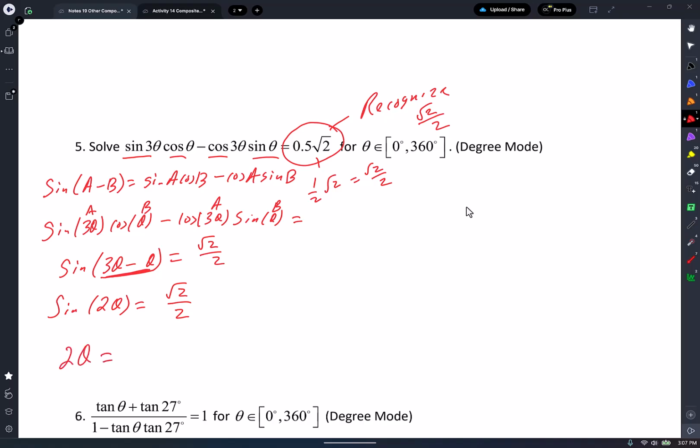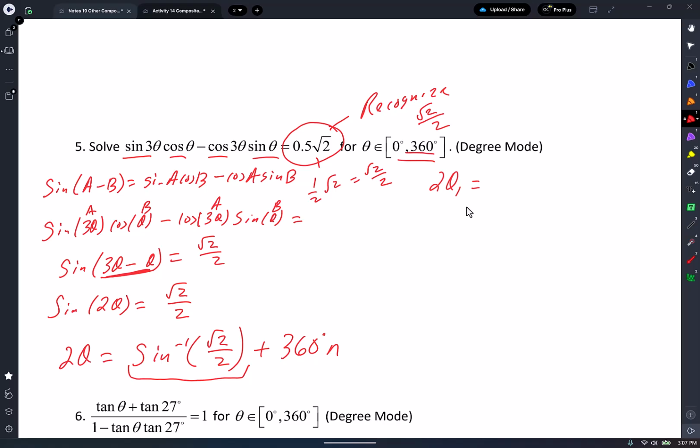So 2 theta equals arc sine. Arc sine does not have plus minus, so do not do that. Plus, and I'm in degree mode, 360n. If you want, you can type arc sine of square root of 2 over 2 in your calculator, but I would like for you guys to be able to figure that out without it.